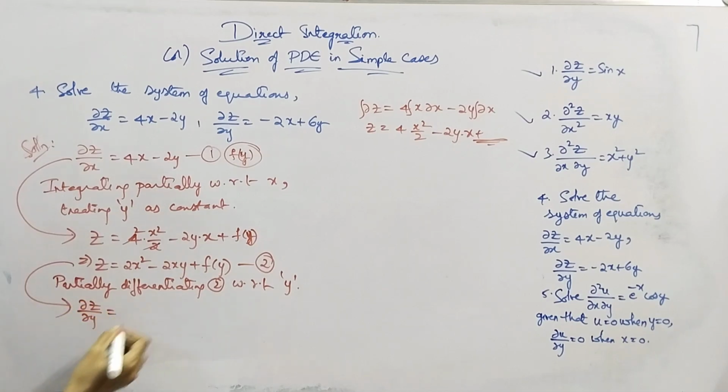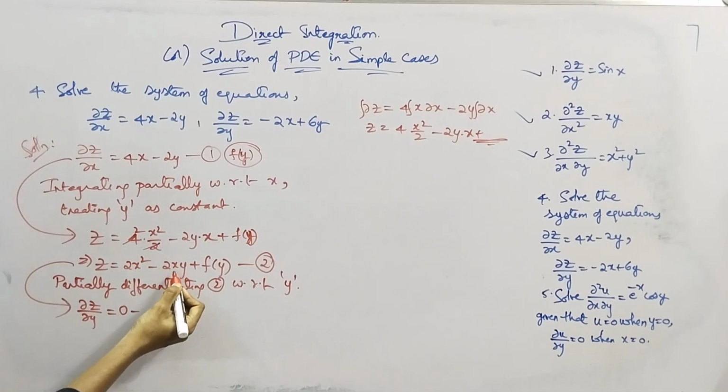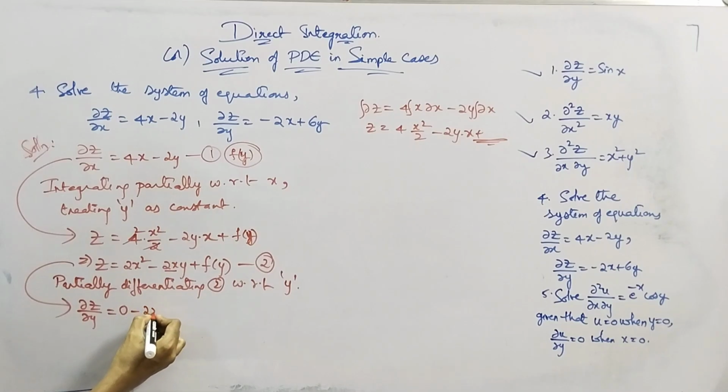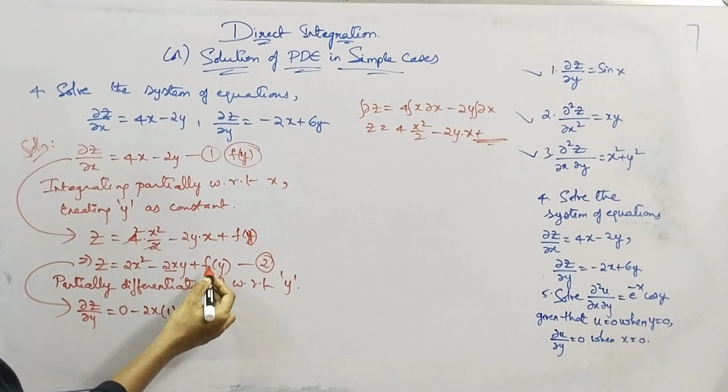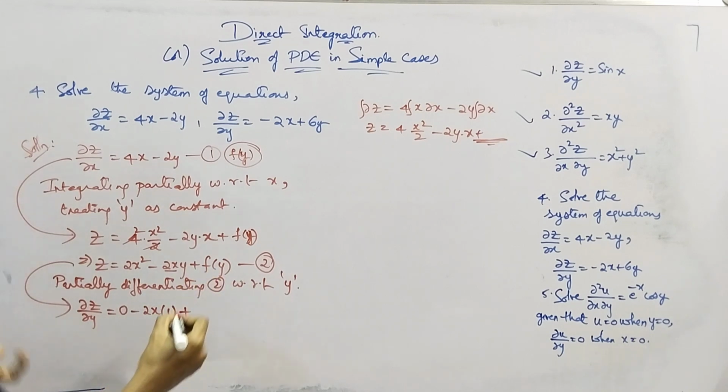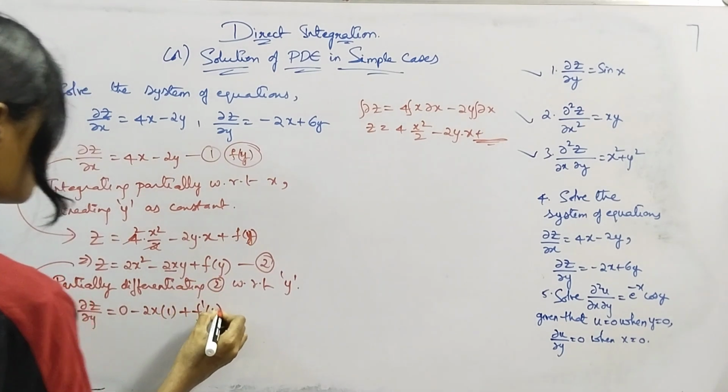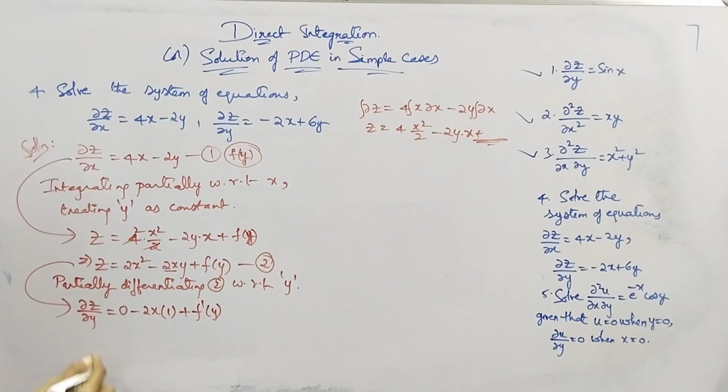Remember here we'll treat x as constant, and this becomes dou z by dou y equal to partial derivative of 2x square with respect to y is 0 minus, here 2x is treated as constant, right? 2x into partial derivative of y with respect to y is 1 plus partial derivative of f of y with respect to y is f dash of y. What else you get? You'll get only f dash of y. Fine. So from this you got dou z by dou y equal to minus 2x plus f dash of y. Consider as equation number 3.